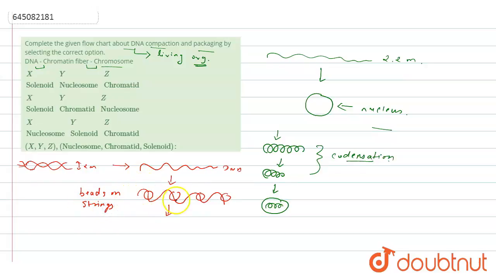Let's say this thread is a string, and there are some beads, and these beads are histone protein. This structure is also called a nucleosome. So nucleosome is DNA along with the protein, that is the histone. So this is the nucleosome structure.